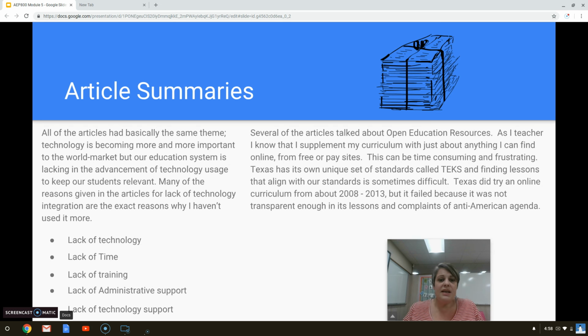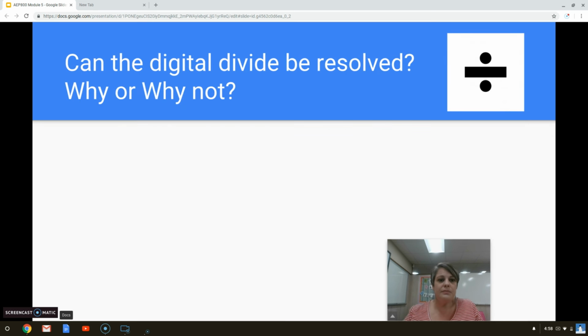I do know that Texas did try using an online curriculum several years ago, that it did fail after about 5 years of usage because the information was not transparent enough. Parents could not see it. Plus, there were a lot of issues and complaints of there being an anti-American agenda included.